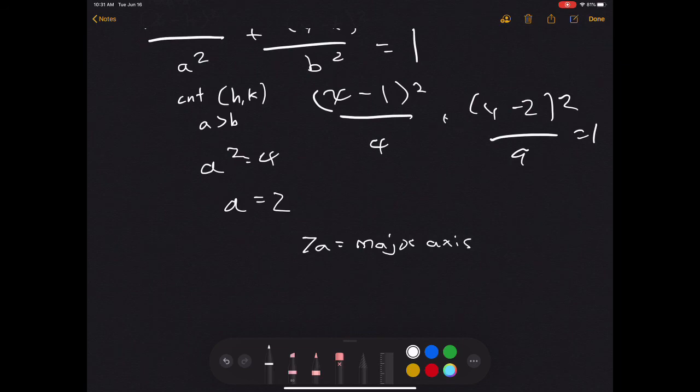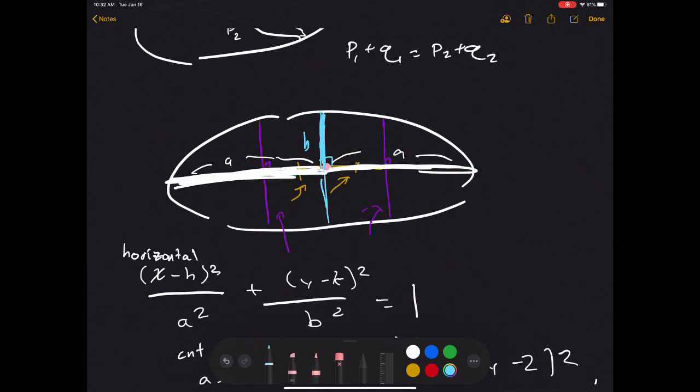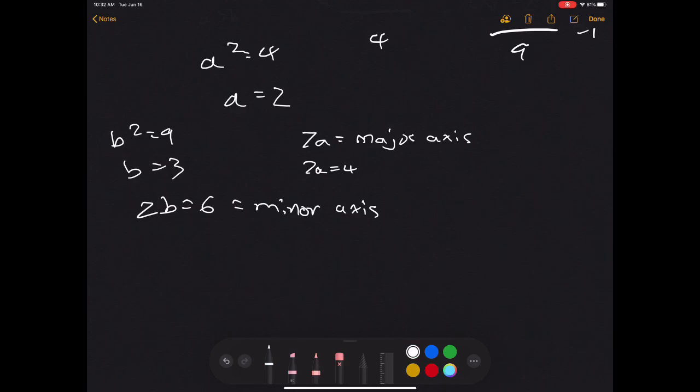Sorry, I'm kneeling on the ground right now, not in my closet anymore. So yeah, 2a equals the major axis. So if they were to ask you, find the length of the major axis, well, 2a would be 4. If they were to tell you find the length of the minor axis, and then you have b squared equals 9, b equals 3, 2b equals 6, which is the minor axis. You know that because the minor axis consists of 2 b's. This length is b, this length is b. And when all is said and done, I'm wrong.